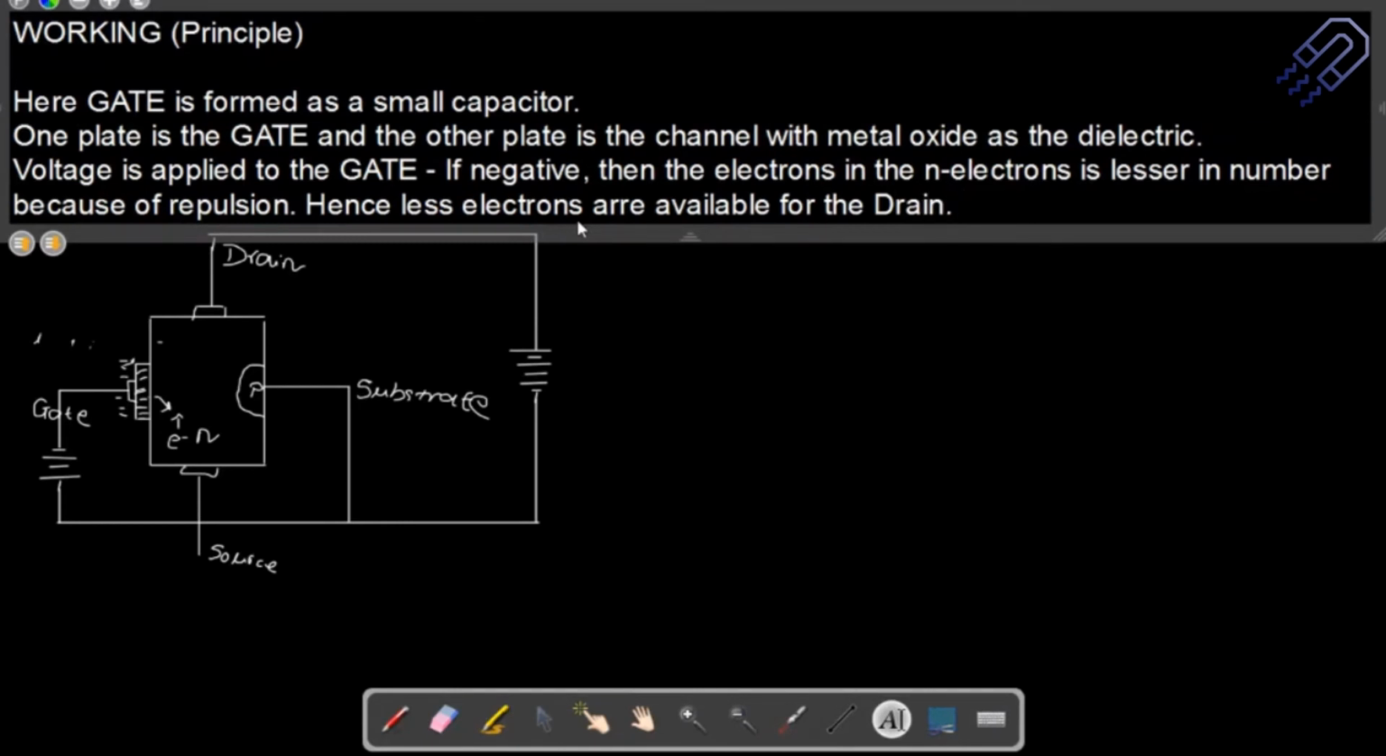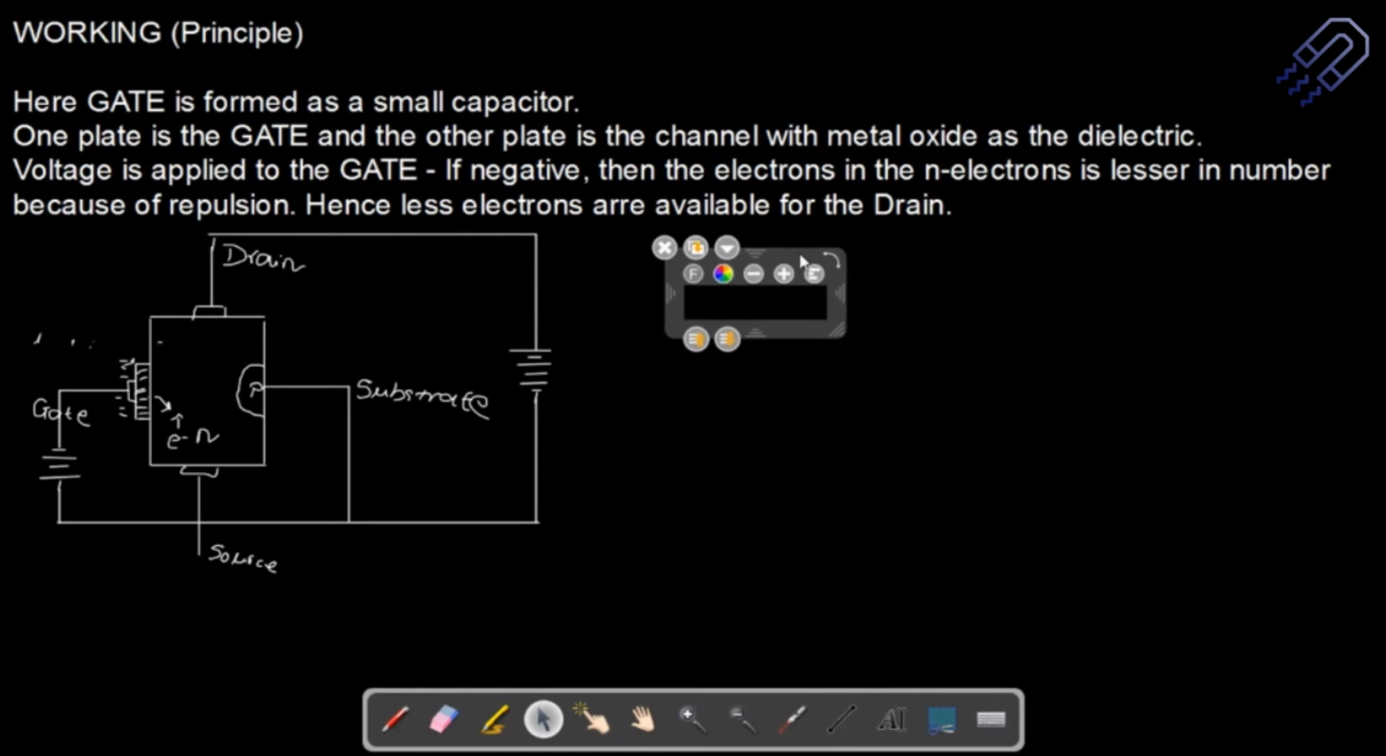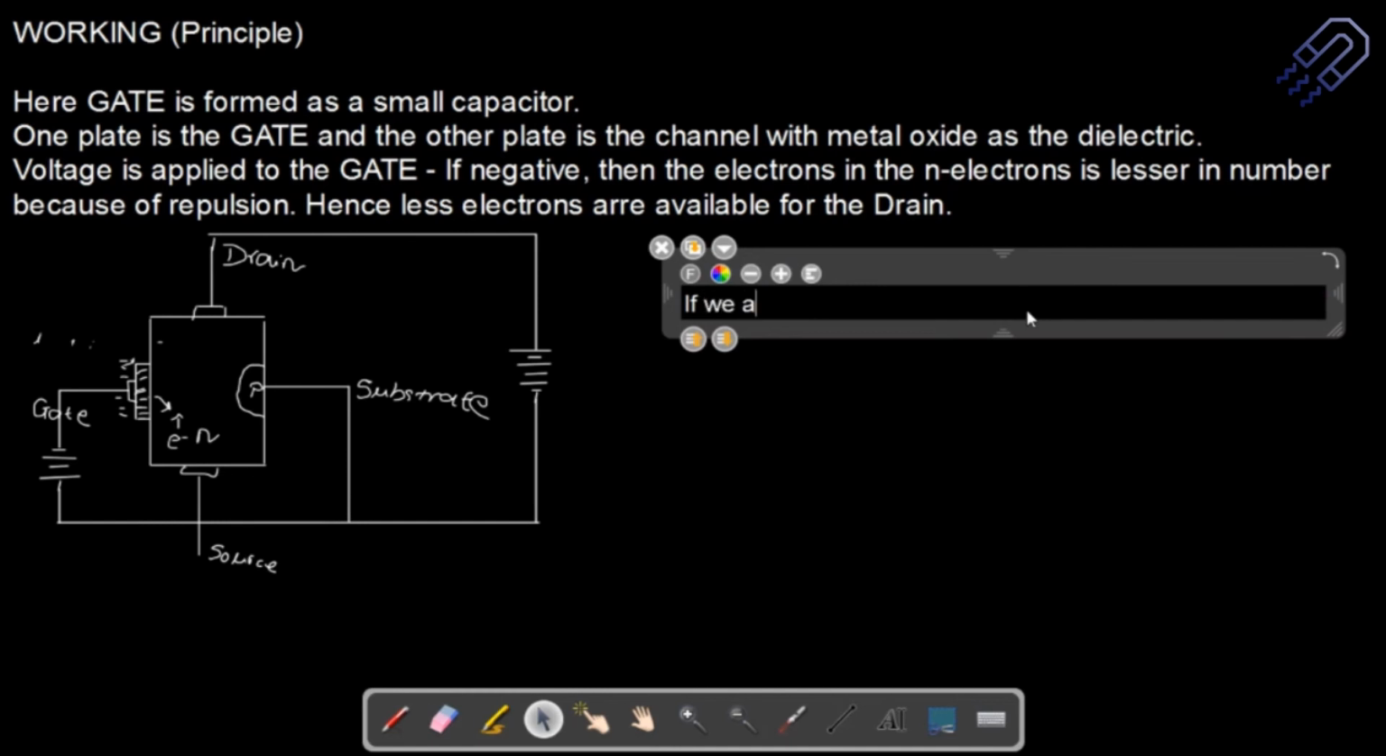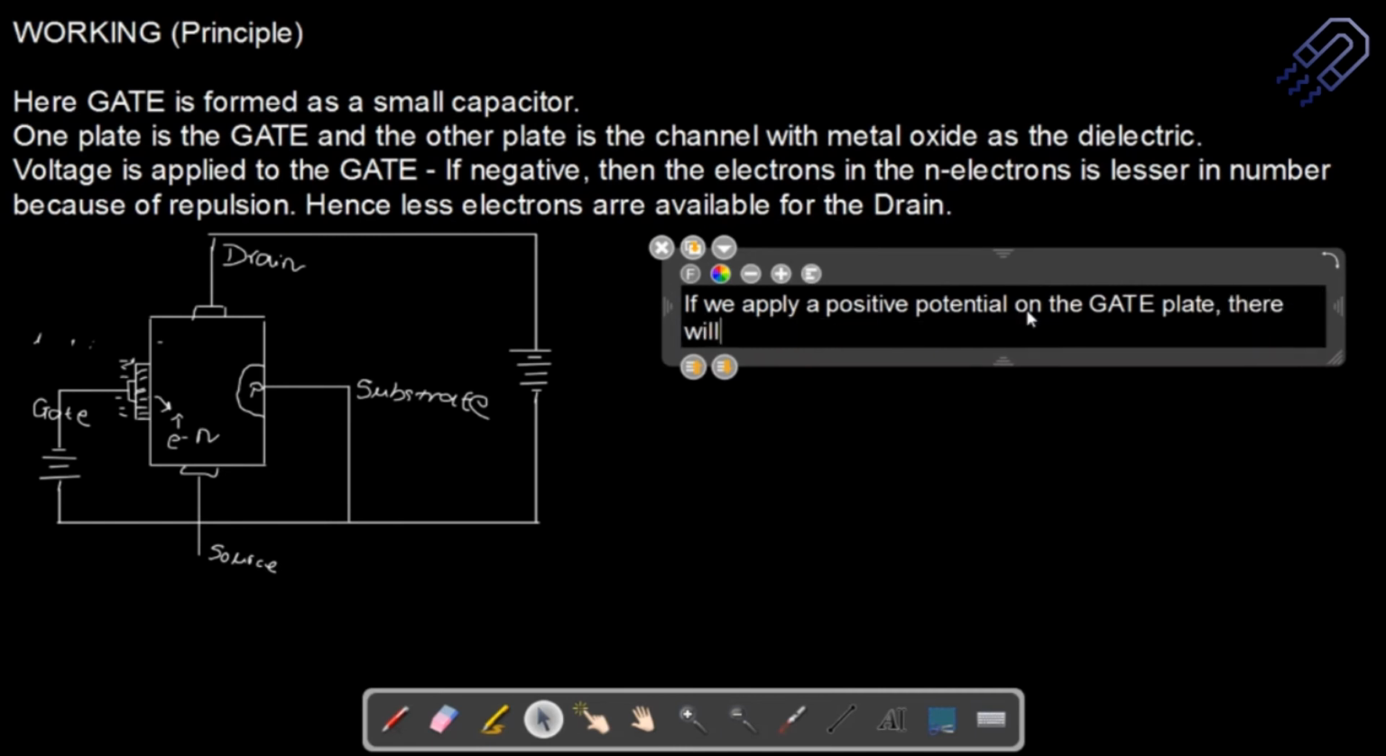What happens on the other hand if we give a positive potential? Let me take a different slide. If we apply a positive potential on the gate plate, there will be more electrons available. So this is what is happening here. We have more electrons now, and as a result we can actually control the current.